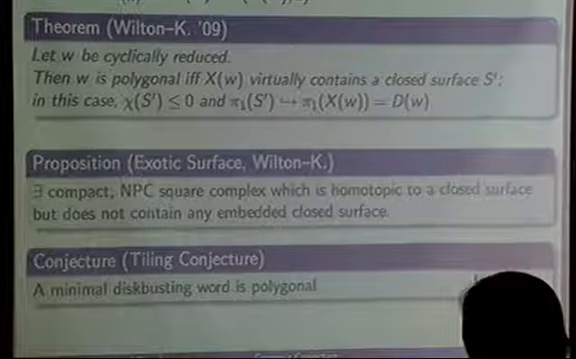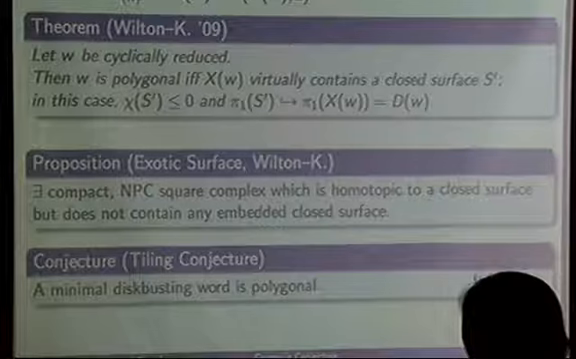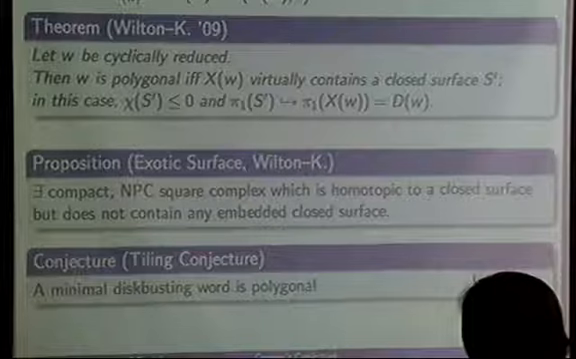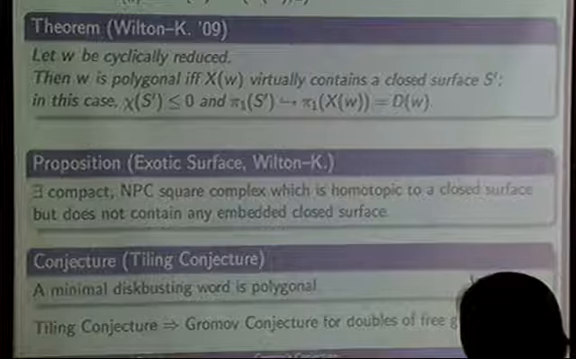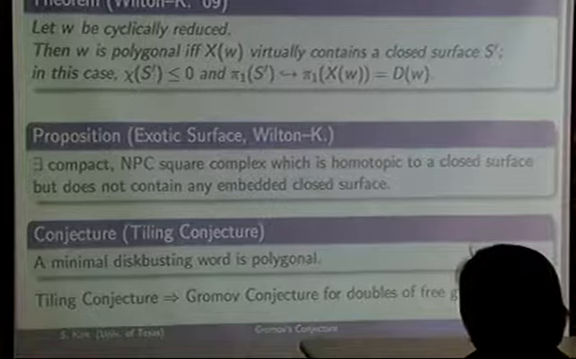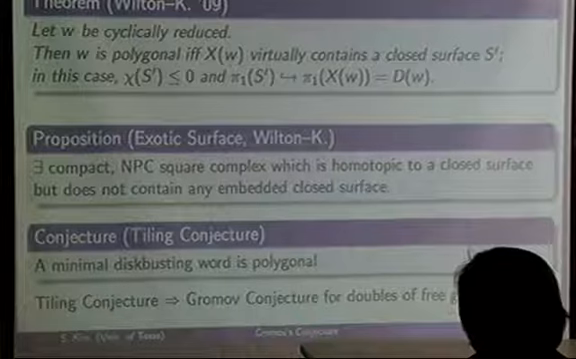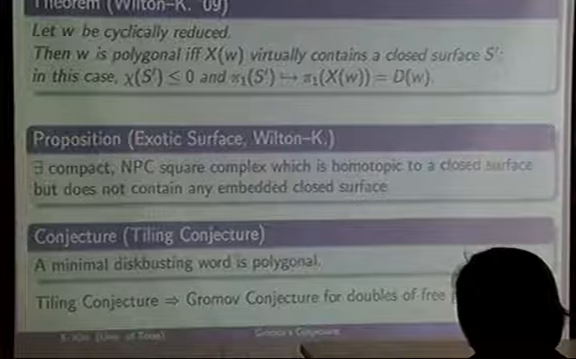And let me give you more evidence of it. So one can solve that jigsaw puzzle. And the tiling conjecture will answer the Gromov conjecture for doubles of free groups. So for the remaining time, I'll give you some evidence of the tiling conjecture. And let me give you the theorem that polygonality is at least decidable, given a word. In finite time, one can show that the word is polygonal or not.